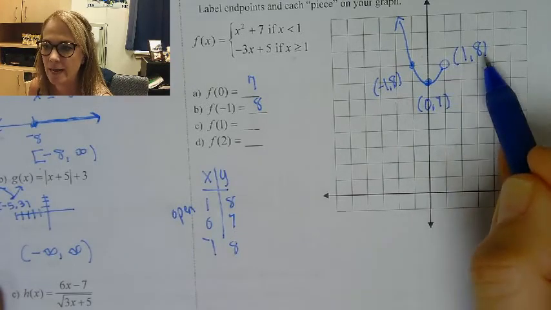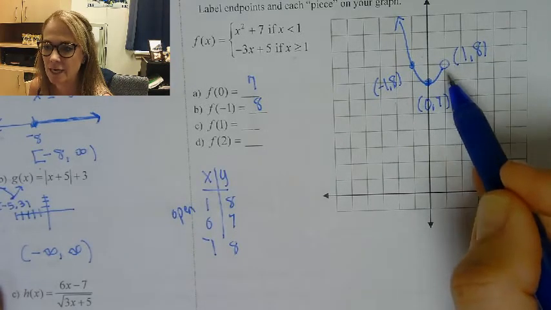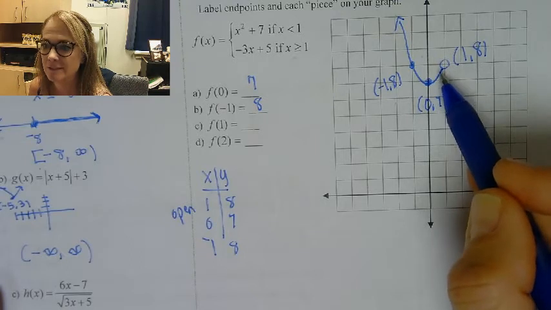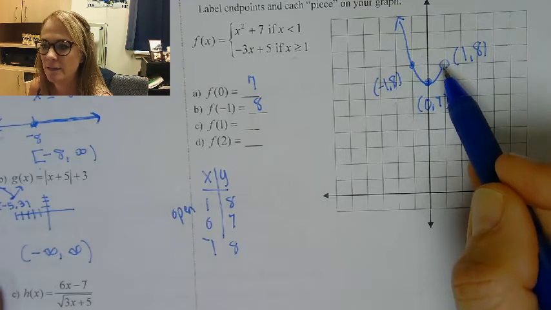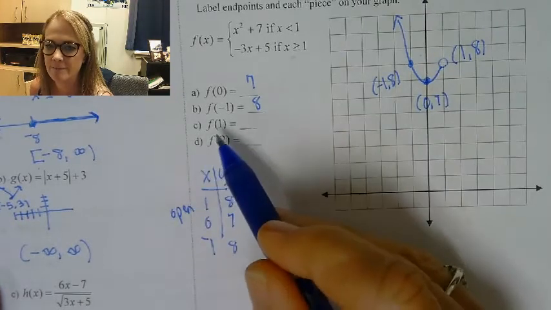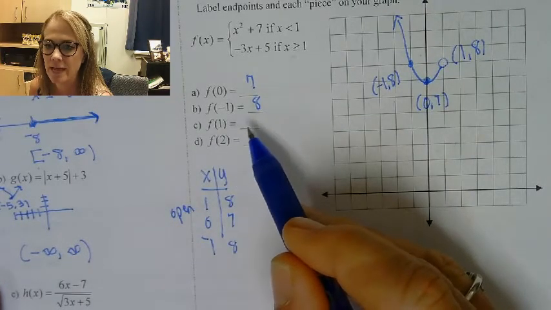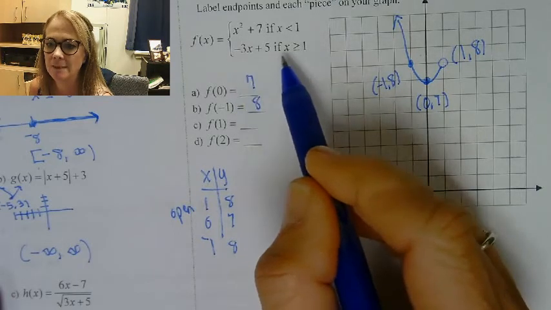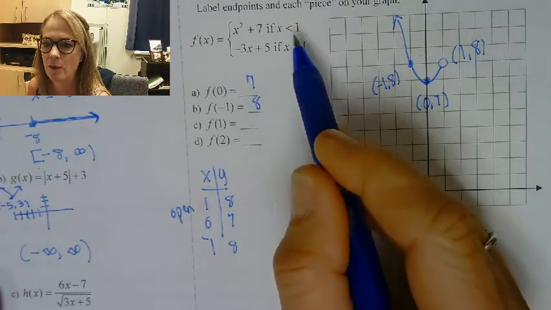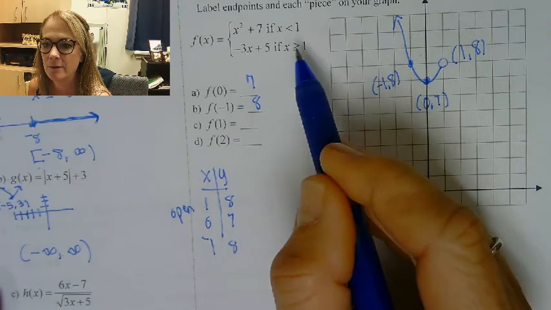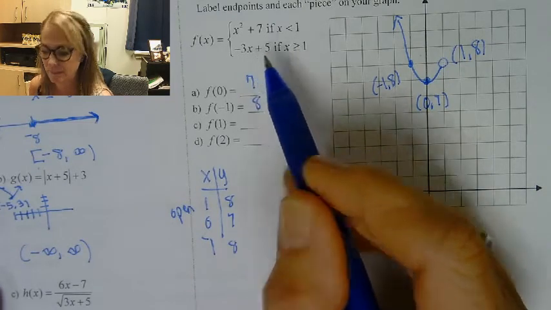So we put 1, 8 there. It's an open dot. It's not part of the graph. It's everything up to 1 coming in from the left, but it's open, so we don't want to give that function a value of 8 here. We want to move on to the second rule because that is where the rule changes at 1, and now for x values greater than or equal to 1, we are now going to be linear.